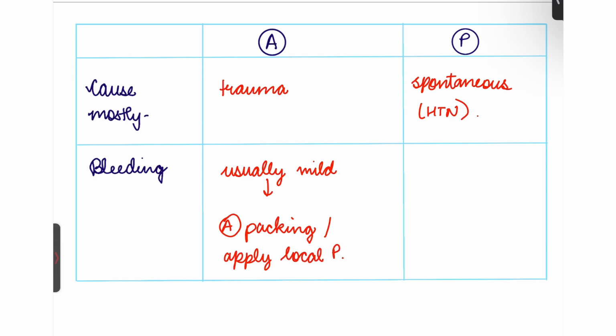In posterior epistaxis, the bleeding is severe because it is due to deeper vessels, as I told earlier, and so hospitalization is required. Here we do posterior packing.